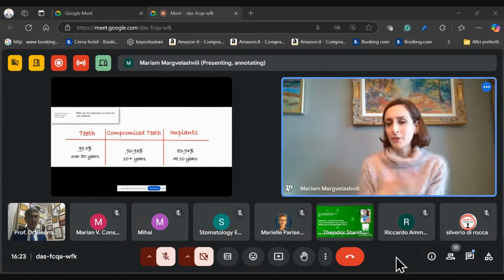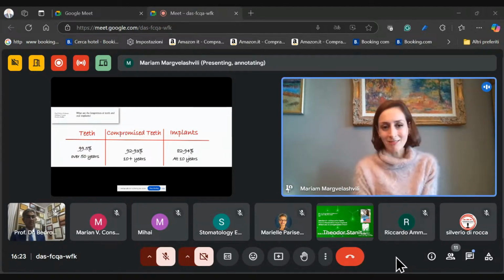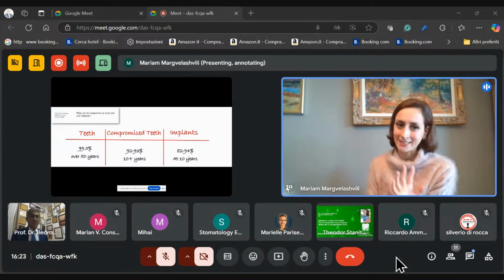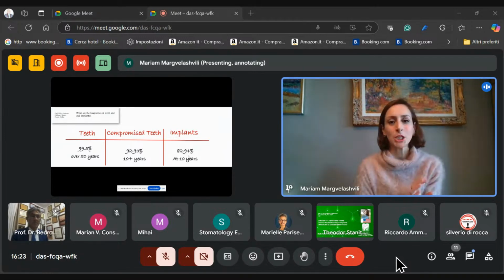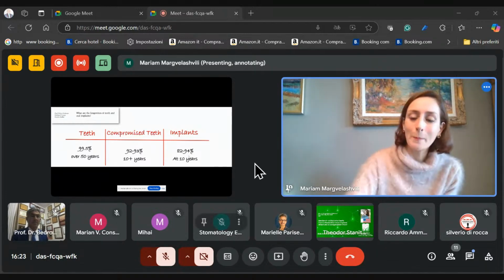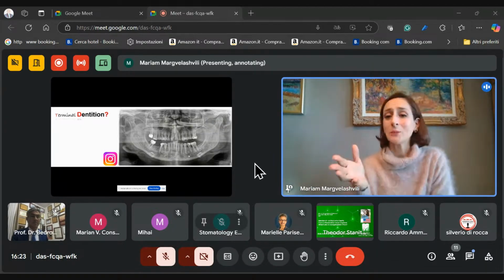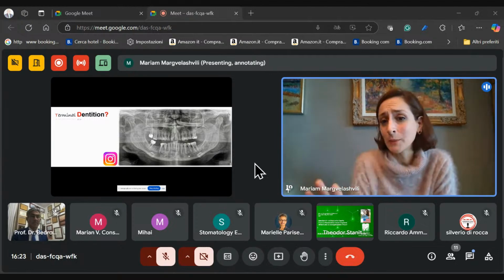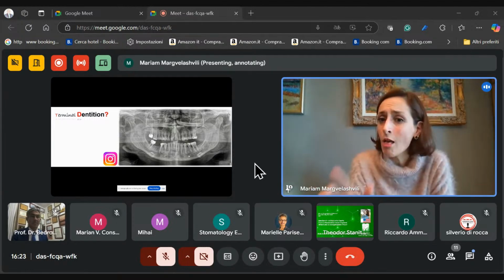If we look at teeth survival, virgin teeth, they are God-made and they will survive and beat anything. It's 99% at 50 years. But if we look at compromised teeth and implants, the survival is similar. If anything, teeth do better. So is this really terminal dentition? I didn't do this. It's from Instagram. One of my colleagues posted it.